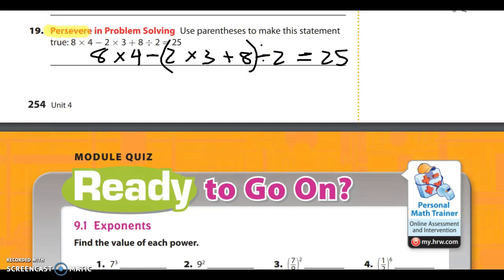Okay, you're done with page 254. You are now ready to try the 9.3 checkup and quiz. Good luck.